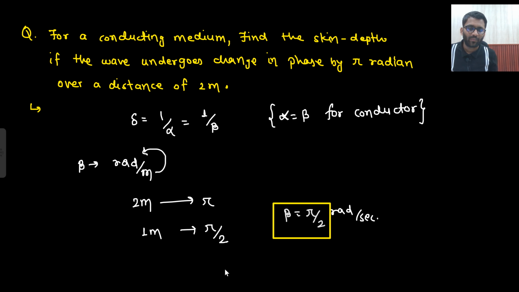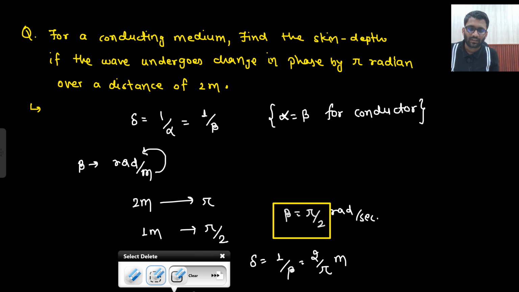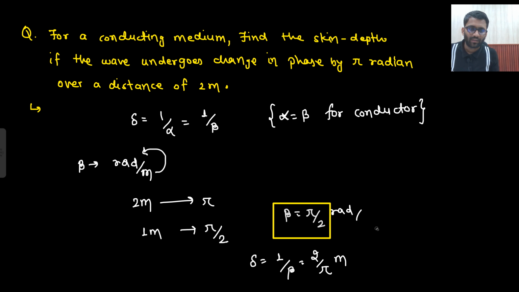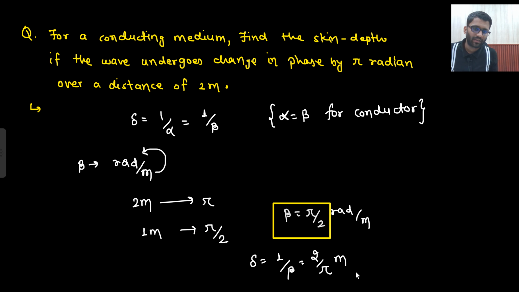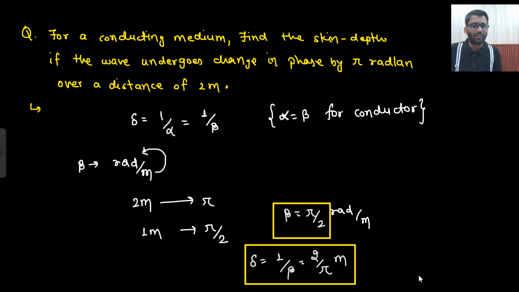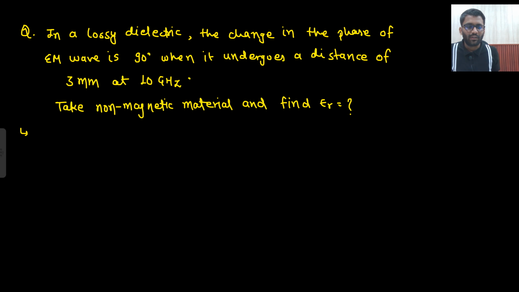Now if I have the value of beta, then certainly I can find out the value of skin depth as well. That will be 2 by pi, but certainly it will have a unit of, not second, it is pi by 2 radian per meter. Sorry, this was an error from my side. Pi by 2 radian per meter. So what will be the skin depth? 2 by pi meter. Is that clear to you? Certainly it is clear to you.